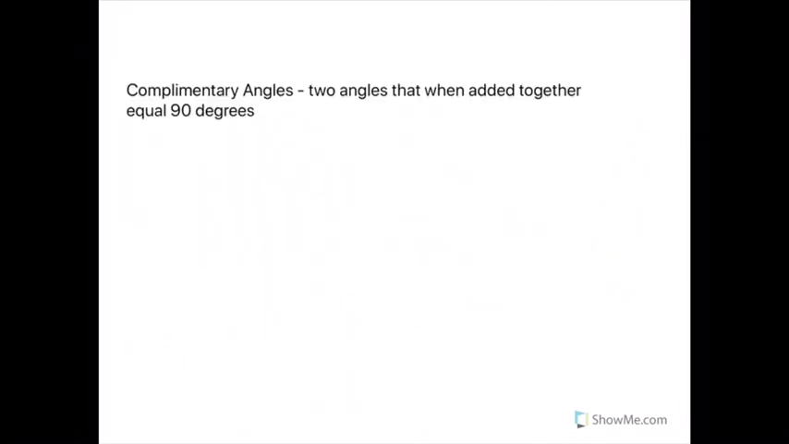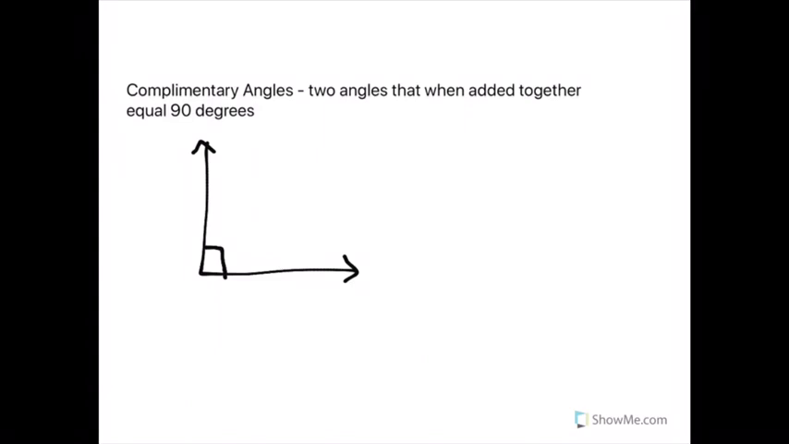Okay, we're going to move on to complementary angles. Complementary angles are 2 angles that when added together equal 90 degrees. So we usually see a 90-degree angle symbolized by a small square in the corner of an angle. And so even if it doesn't look perfect, it's telling you it's 90 degrees, which in my drawings there's going to be a lot of imperfection.